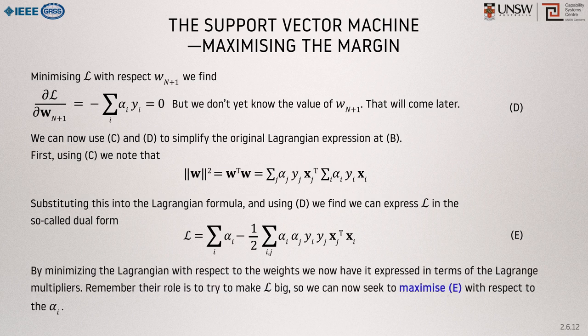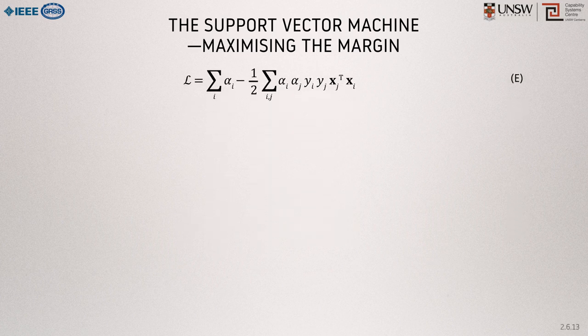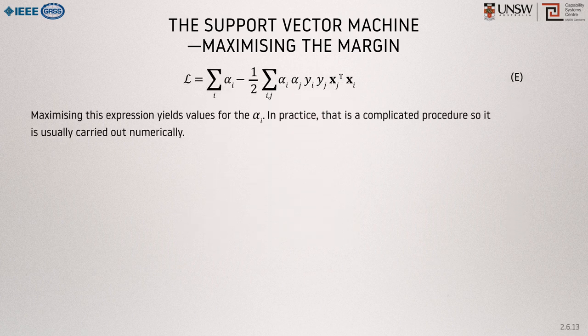After all this, we are now in the position to find the alpha subscript i, the Lagrange multipliers. Remember, they are trying to make the Lagrangian large to keep their respective pixel vectors on the correct sides of the separating hyperplane. So we now maximize E with respect to those Lagrange multipliers, which we do on the next slide. This maximization is complicated, so it is normally carried out numerically to generate the values of the alpha i.